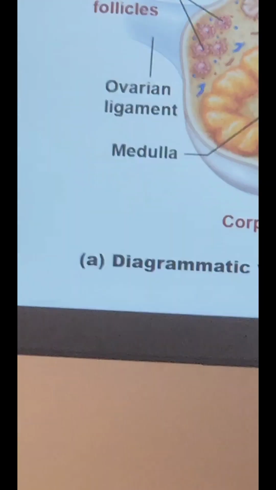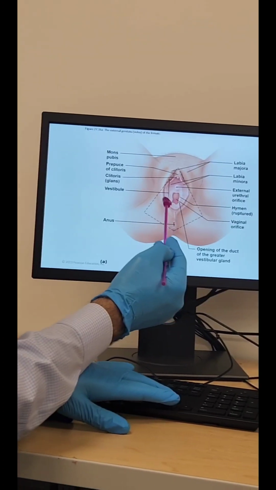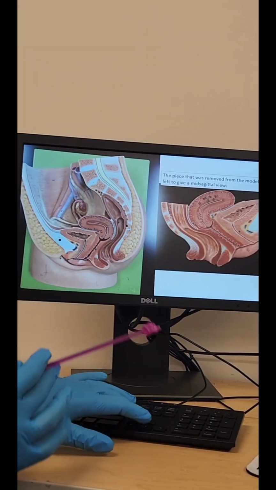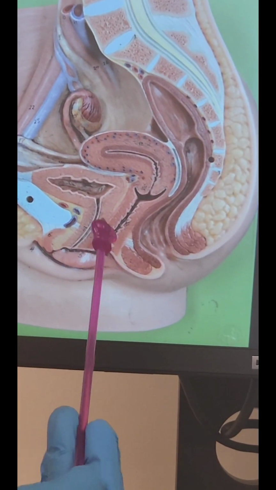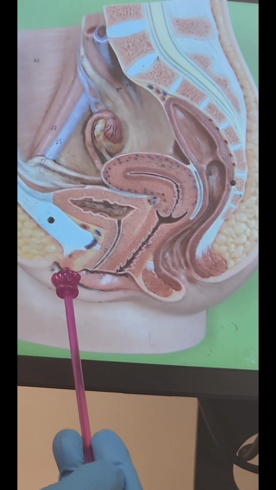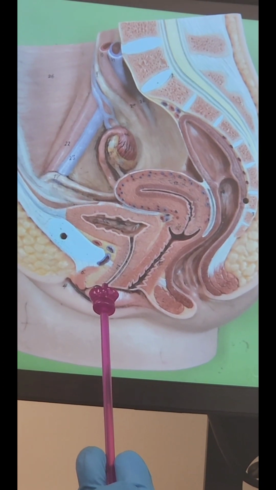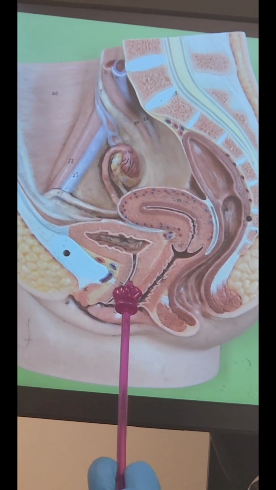So if I go to the picture from your book, majora, minora. The vestibule is this empty space between the two when you separate them. So in this case, this is the vestibule. Agree? So when we look at the vestibule now, this small erectile tissue in the front, that's the clitoris, and this opening is the opening for the urine. So that's the external urethral orifice, and this is the urethra.